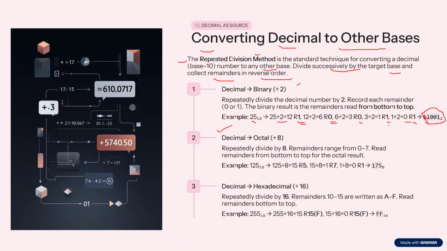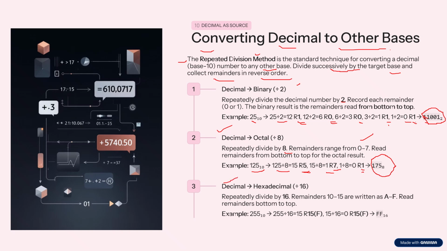Similarly, for decimal to octal, the pattern is the same. Instead of repeated division by 2, we repeatedly divide by 8 and note down the remainder. Remainder must be within the range 0 to 7. For example, 125 in base 10, that is a decimal number. First we divide by 8, note down the remainder 5, then remainder 7, then remainder 1. Reading in reverse, we get 175. So the result is 175 base 8. This is the octal equivalent of decimal number 125.